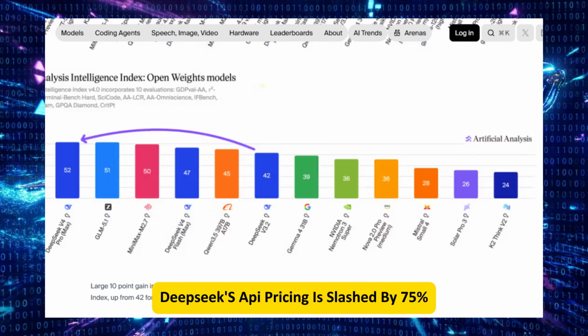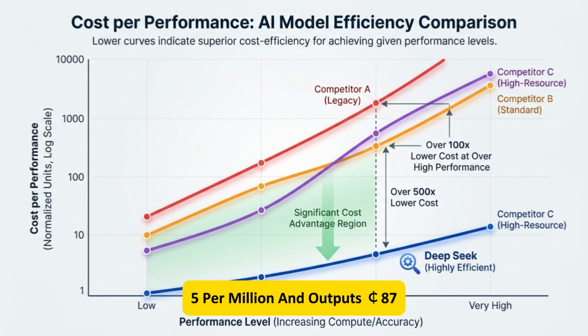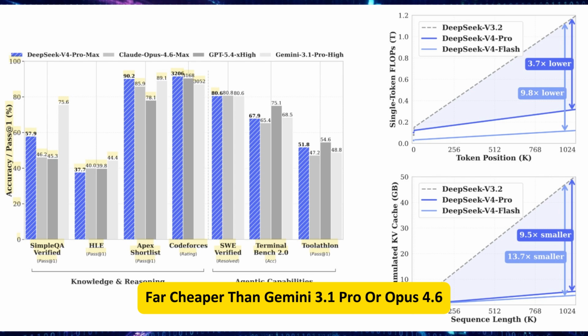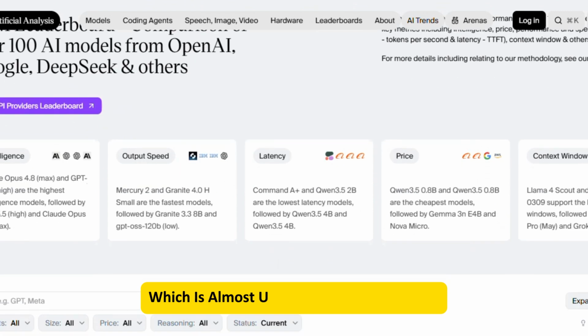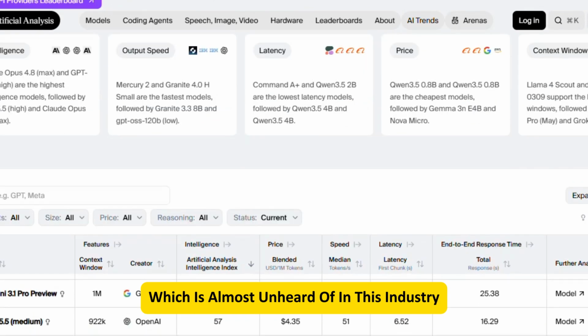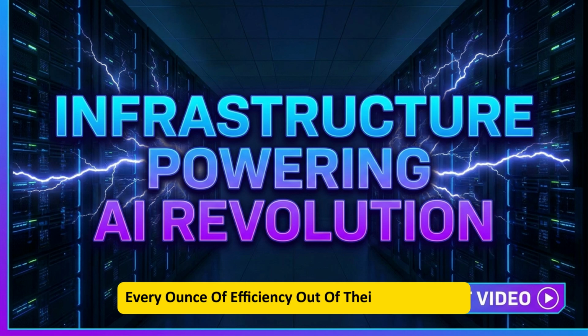DeepSeek's API pricing is slashed by 75%, with input tokens costing just 43 cents per million and outputs 87 cents, far cheaper than Gemini 3.1 Pro or Opus 4.6. Yet the company is likely still making a healthy profit margin, which is almost unheard of in this industry. How? Through ingenious engineering that squeezes every ounce of efficiency out of their architecture.